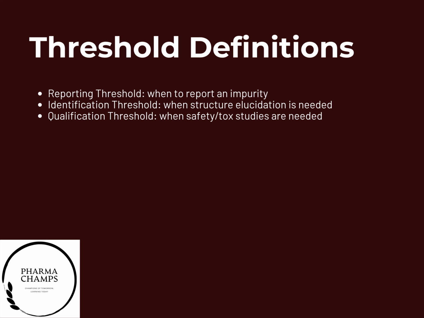Understand the three key threshold definitions. First one is reporting threshold, the minimum level of impurity that must be included in your documentation. Second one is identification threshold, which means the point where you need to determine the structure of the impurity. Third one is qualification threshold, the level at which safety data must be provided to prove the impurity is non-toxic.